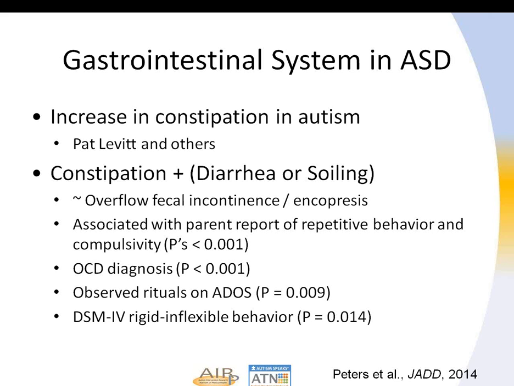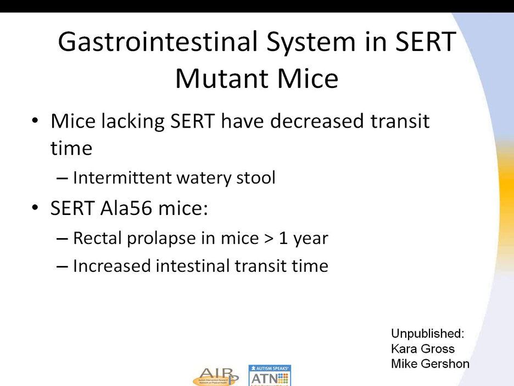But clearly there's an increase in constipation in autism, and an increase in some other gastrointestinal symptoms in some studies as well. And we did a study looking at associated behaviors in autism spectrum disorder children who have constipation plus diarrhea or soiling. These are kids who have very severe constipation leading to overflow, or at least that's what we think they are. Within the ATN population, that included a strong association with repetitive behavior, compulsivity, obsessive compulsive disorder diagnosis, and so forth, suggesting potentially some overlap with what was seen in the association studies with the serotonin transporter.